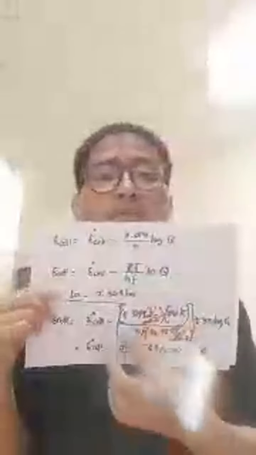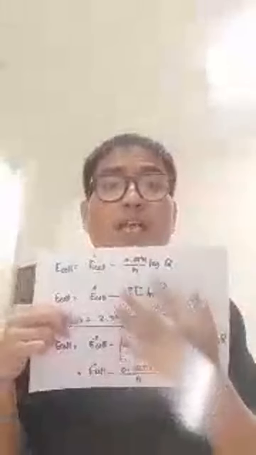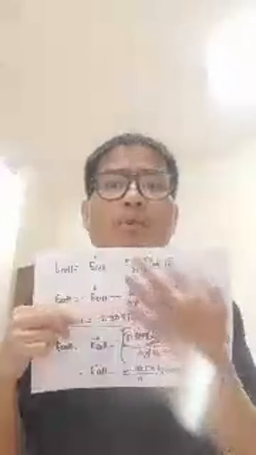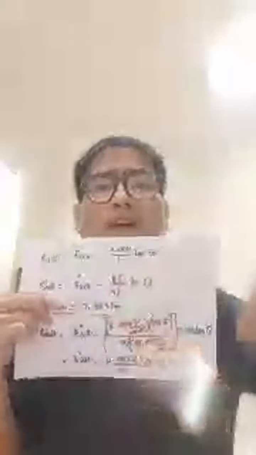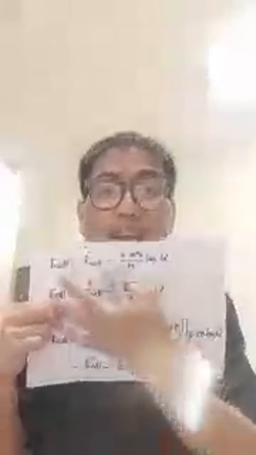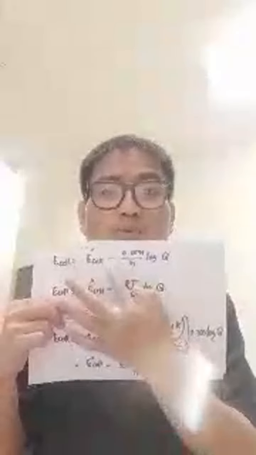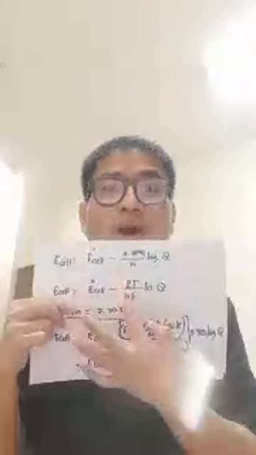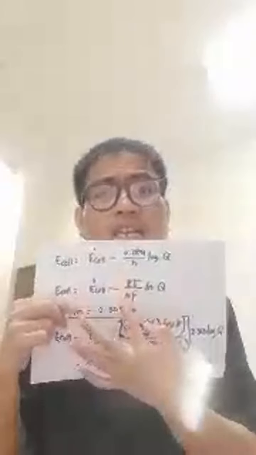Because it's coming from here. So this is more simplified compared to the RT over nF, right? If you're not comfortable using the ln, then use the log. But this one is the most simplified because the values are already substituted in here. That's why I used this in my solution a while ago. I never use the other one because it is very tasky.